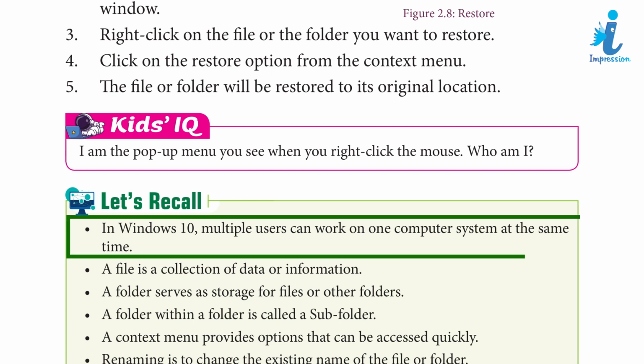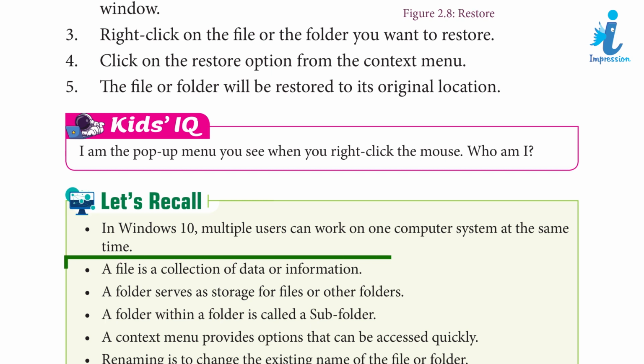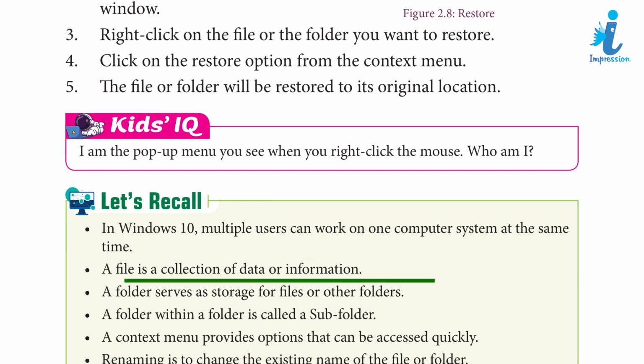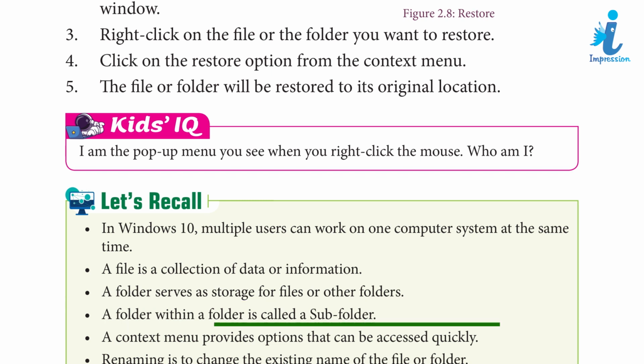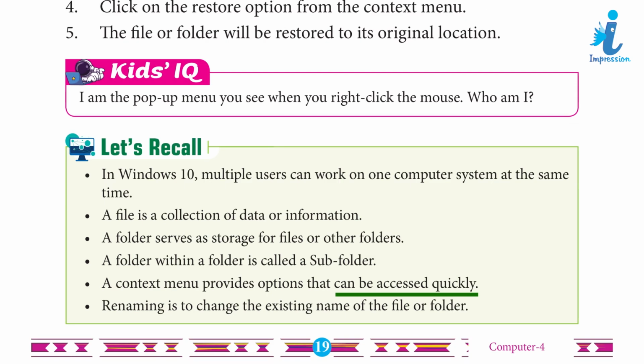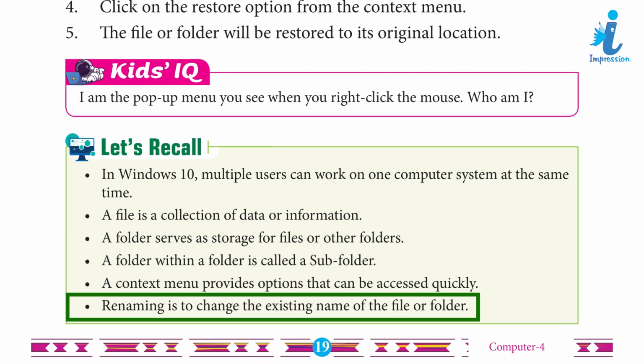In Windows 10, multiple users can work on one computer system at the same time. A file is a collection of data or information. A folder serves as storage for files and other folders. A folder within a folder is called a subfolder. A context menu provides options that can be accessed quickly. Renaming is to change the existing name of the file or folder.